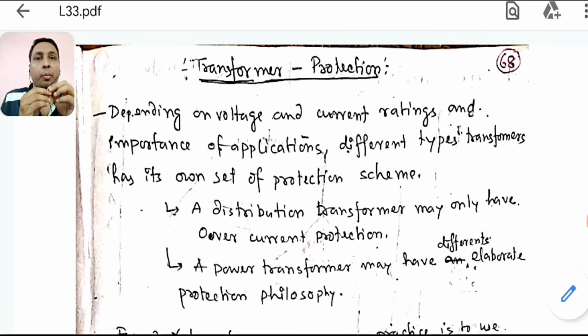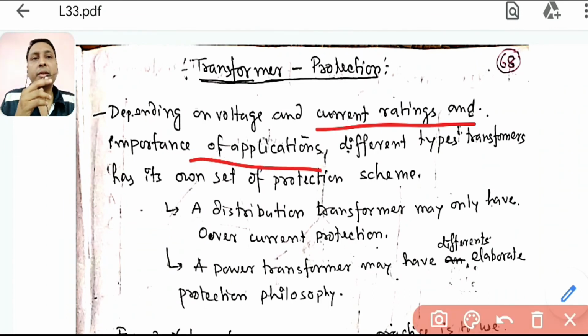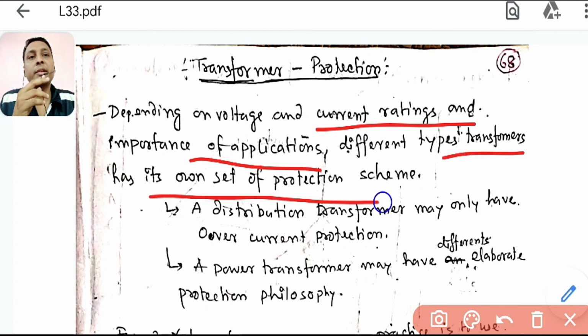So we'll start the topic with some brief discussion about the transformer, not operating principle, nothing of that sort, but from the protection perspective. Then we will go to different protection schemes in transformers that we generally apply. So depending on the voltage rating, current rating and the importance of applications, different types of transformers have different protection schemes. Because we have distribution transformers, we have power transformers. So different sorts of transformers are there, so their protection schemes are also different.